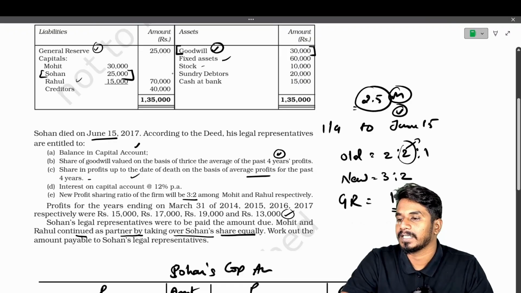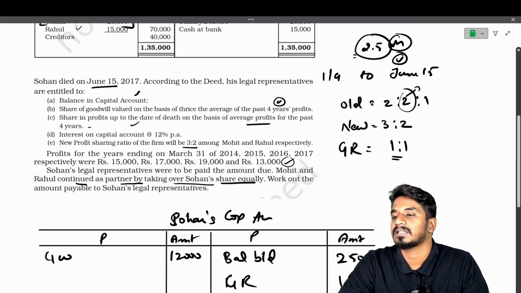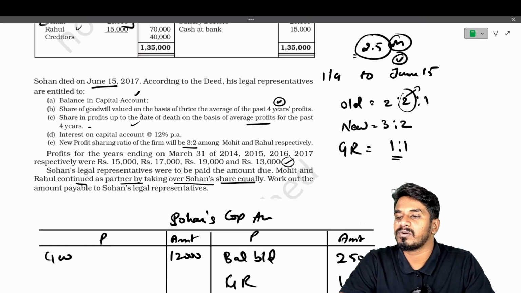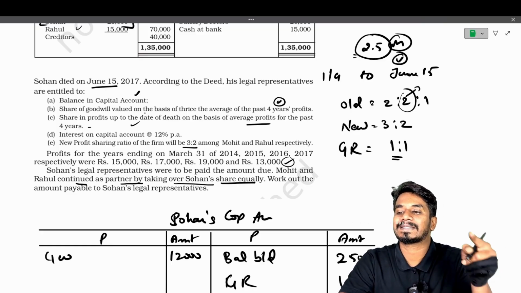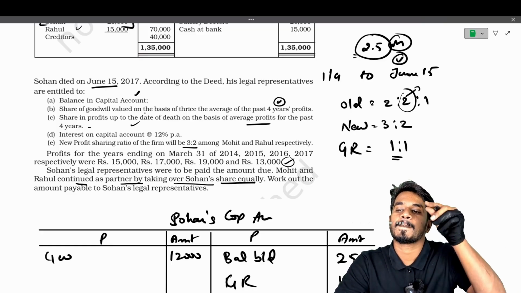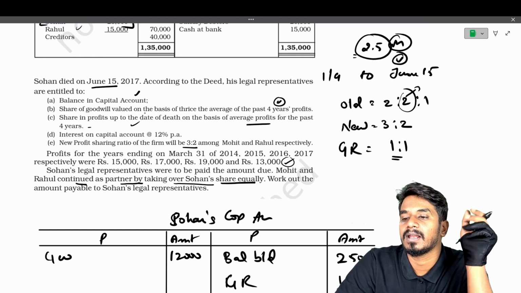No. Let us go to the adjustments. Balance in capital account. Okay. Share of goodwill valued on the basis of the average profits of the last 4 years.